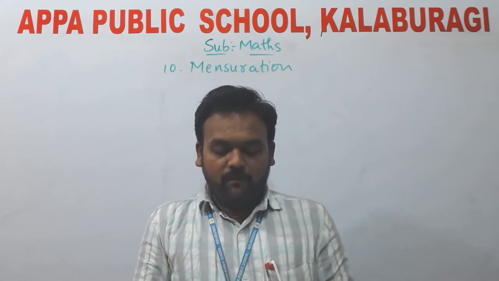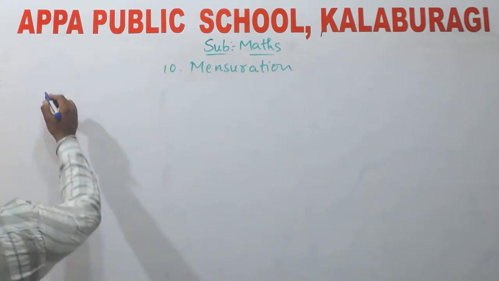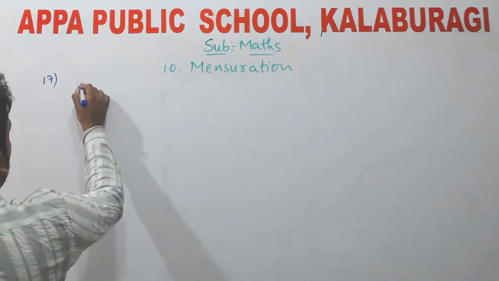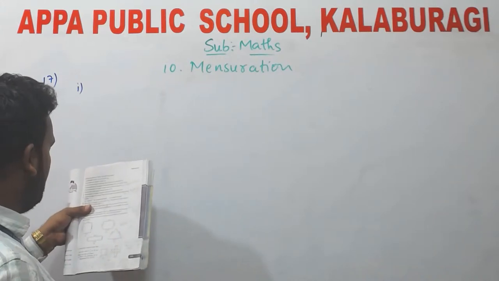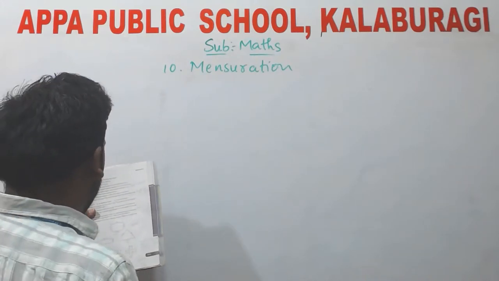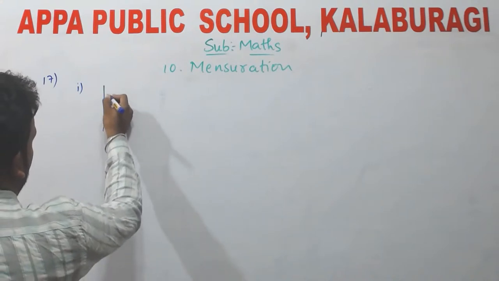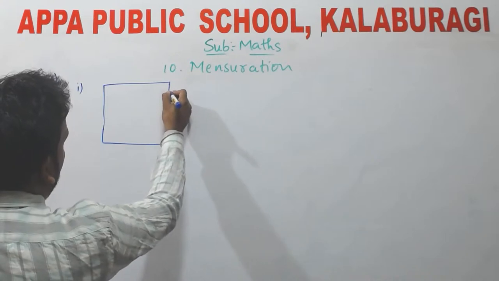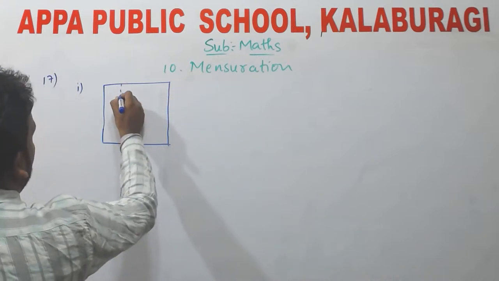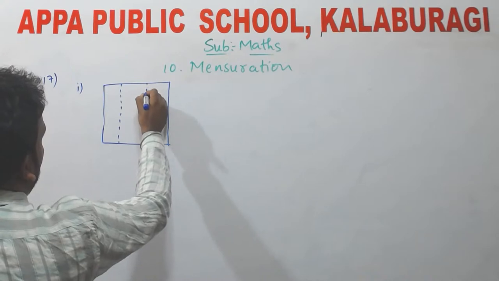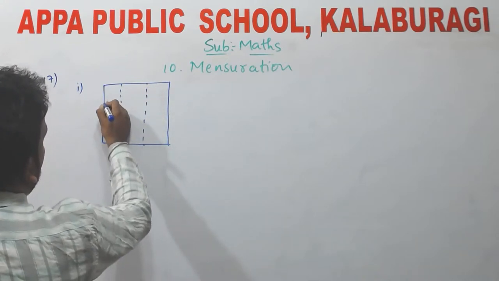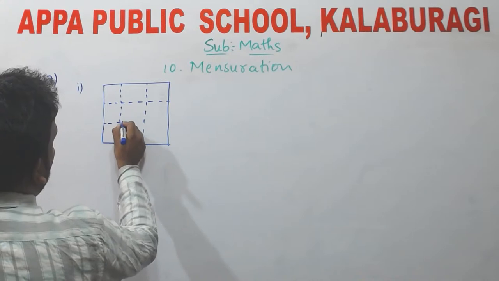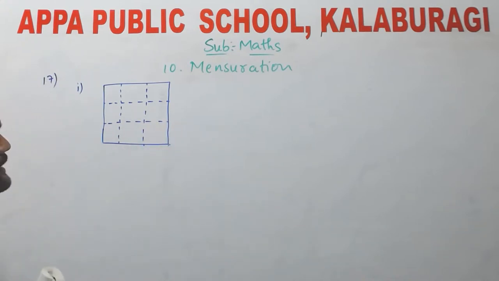So he lays them in the form of a square. See, they're given the first one. What is the perimeter of this arrangement? They are asking the first question: what is the perimeter of this arrangement, figure 10.7? See, this is the figure. The figure is like this, okay?